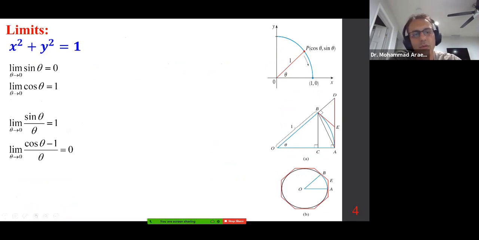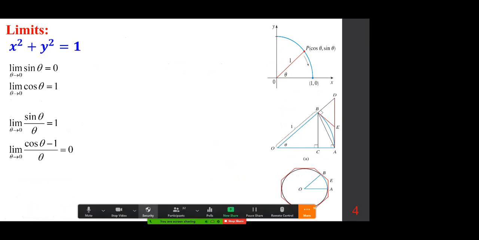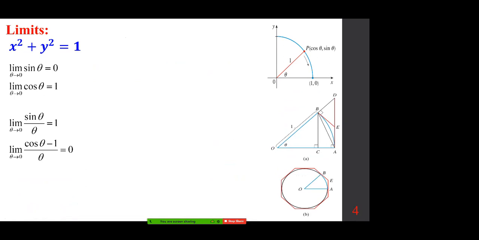So first and foremost, I hope everybody remembers the unit circle. Here's the unit circle. Remember, x squared plus y squared equals 1. Generally it is (x minus h) squared plus (y minus k) squared equals r squared, but this is a unit circle. Now, the limit of sine theta as theta approaches 0 is 0. In other words, sine of 0 is 0. For cosine, it is 1 because cosine of 0 is 1.